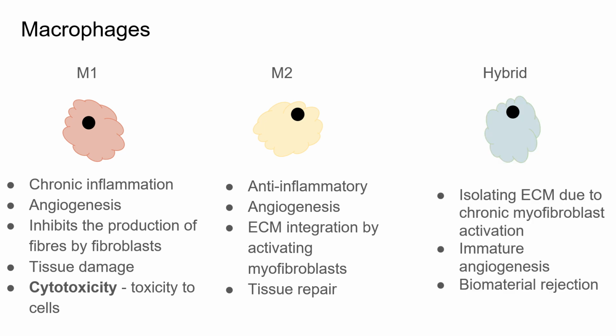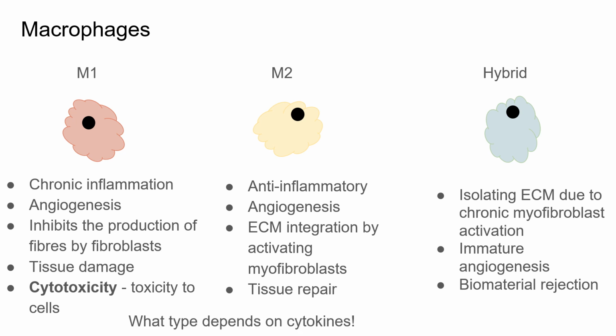The hybrid type of macrophages is still being researched. It contains varying levels of both, exhibiting a production of isolating ECM and immature angiogenesis. It is associated with biomaterial rejection. The polarity of macrophages is a spectrum, and the cells can exist in multiple states. We will discuss the 2 main types moving forward.